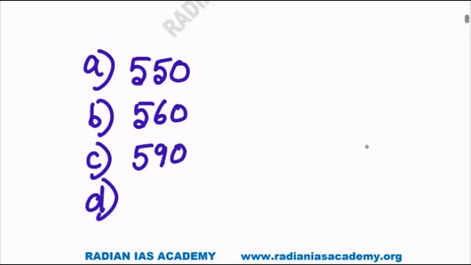550. It is a multiple choice question. 560, 590. D is none of these. Later in the next class, we'll have a poll also. We'll generate a live poll so that you can answer. You can mark A, B, C, D.